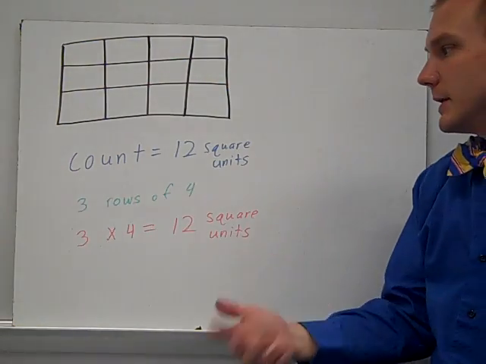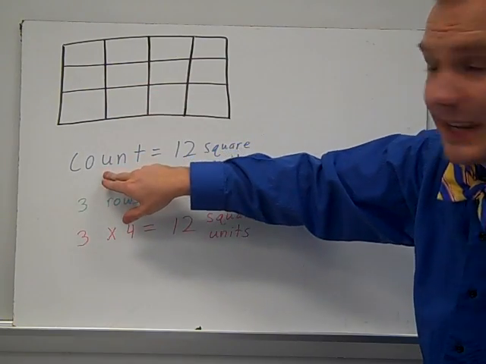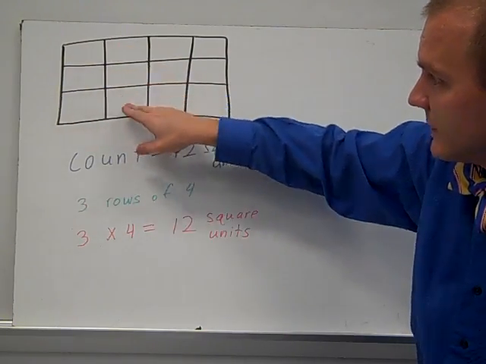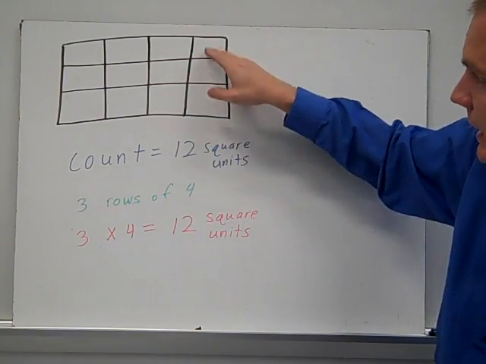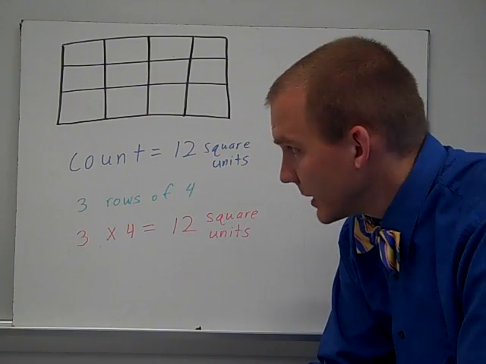Alright, now how do we find the area? Well, let's take a look at this rectangle. You could count it. 1, 2, 3, 4, 5, 6, 7, 8, 9, 10, 11, 12. There are 12 square units that cover the area of that rectangle.